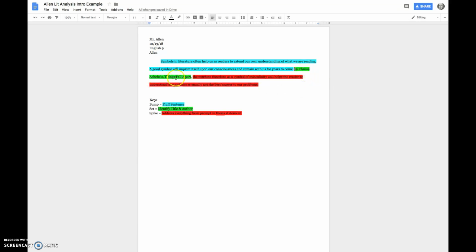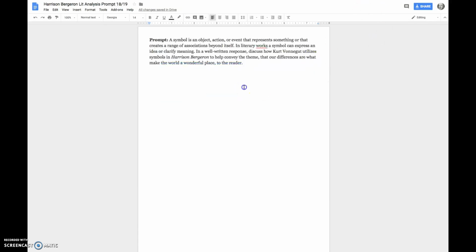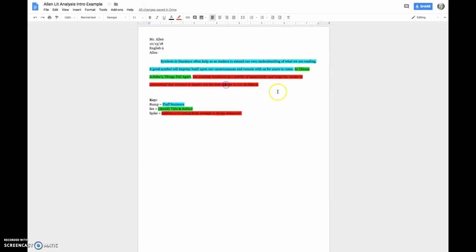So in Chinua Achebe's Things Fall Apart, the machete functions as a symbol of masculinity and helps the reader to understand that violence is usually not the best answer to our problems. So I identify what symbol I want to focus on, and then I talk about what it is a symbol of. I say it's a symbol of masculinity, and then I say it helps readers to understand, and then I get into the theme. Now, I was not given a theme because I'm coming up with this on my own, but in yours you are: that our differences make the world a wonderful place. So that would be the theme that you would be addressing right here.